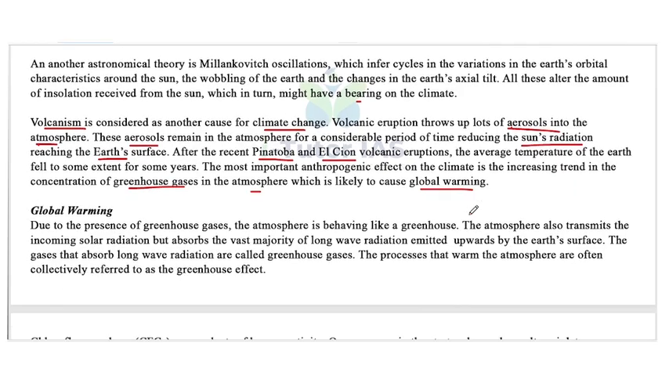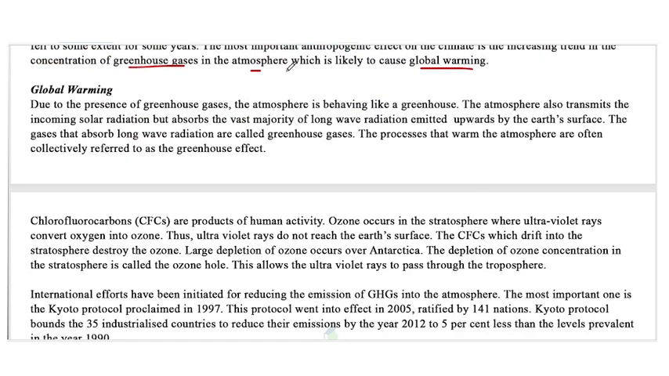Okay, so what is global warming? Due to the presence of greenhouse gases, the atmosphere is behaving like a greenhouse. The atmosphere also transmits the incoming solar radiation but absorbs the vast majority of long-wave radiation emitted upward by the Earth's surface.